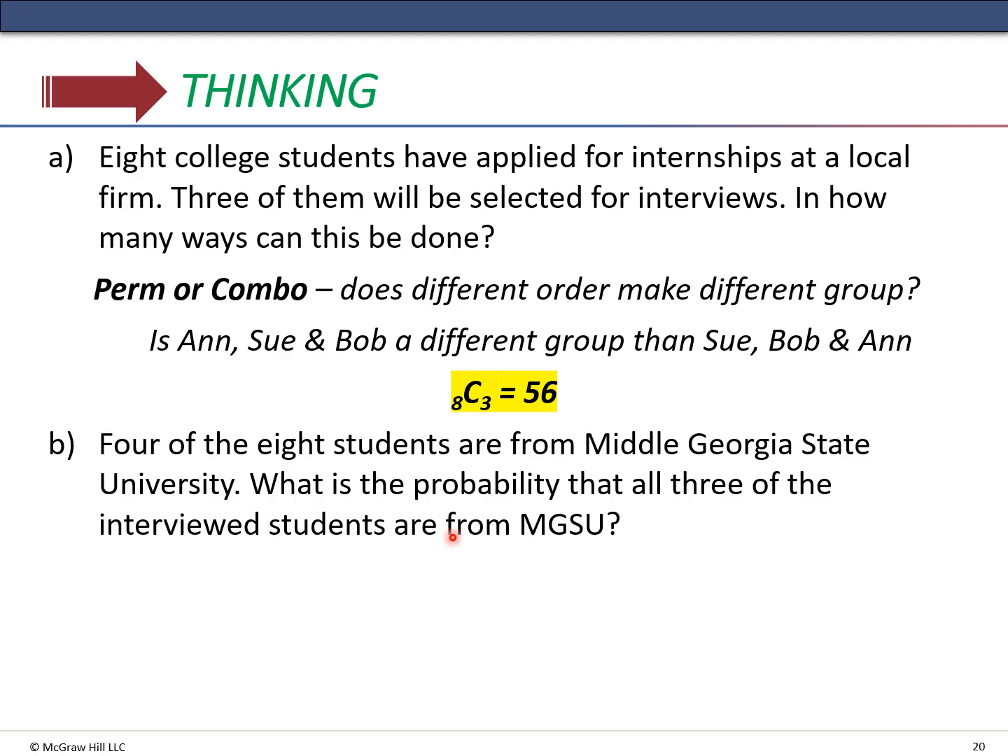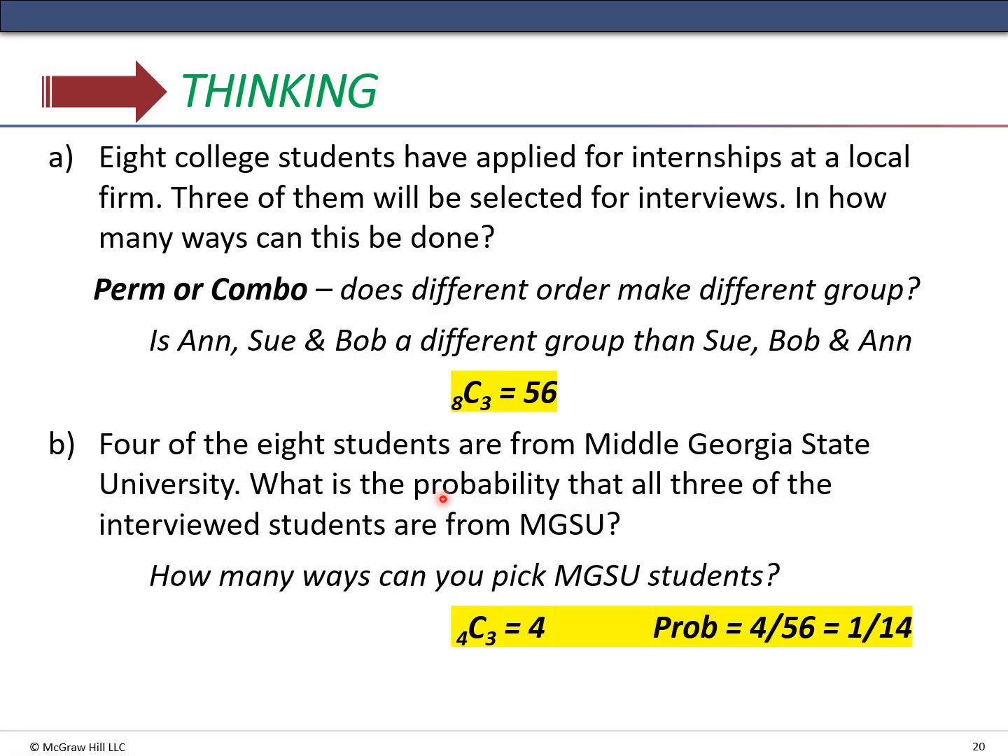So the way that we figure out how many possibilities are there for 3 of the 4 being from Middle Georgia, then we take the combination of 4. There's only 4 students from there, so we have to pull from only those students because we're looking for all Middle Georgia State, taken 3 at a time. Okay, to calculate the probability, of course, this is our event, number of outcomes for our event. This is our sample space, the number of ways we can select 3 people out of 8. So our probability of selecting all MGSU students is 4 out of 56, or 1 out of 14.